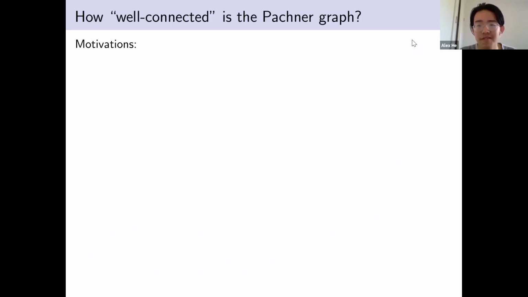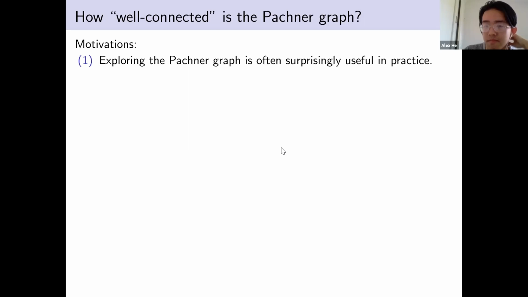Okay, so here's a question. We know the graph is connected, but we don't know a whole lot more about how well connected it is. If I give you two triangulations, does there exist a short path? Does there exist many options for what path you choose between them, for example? So why even ask this question?